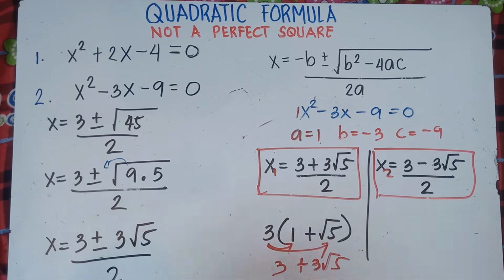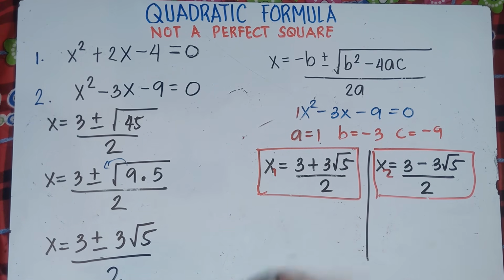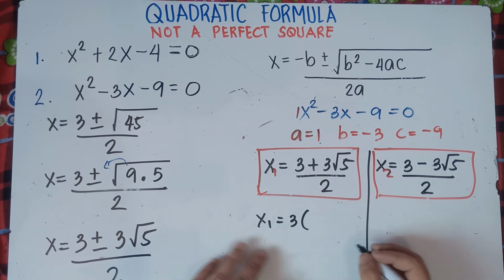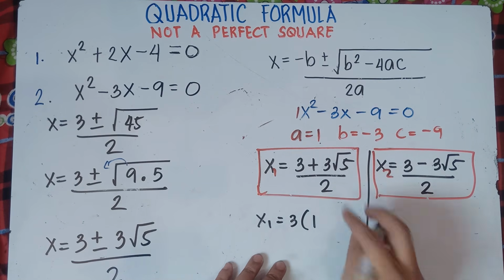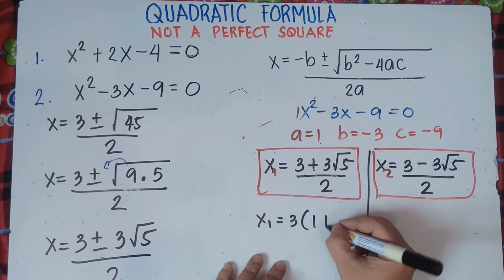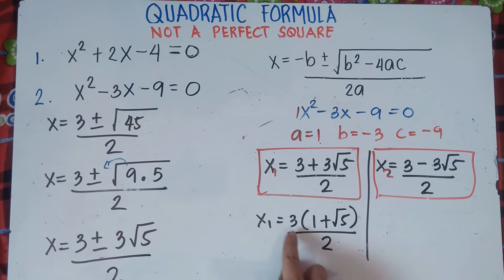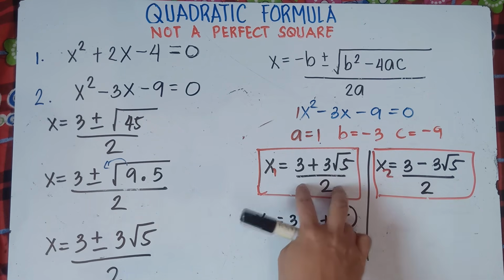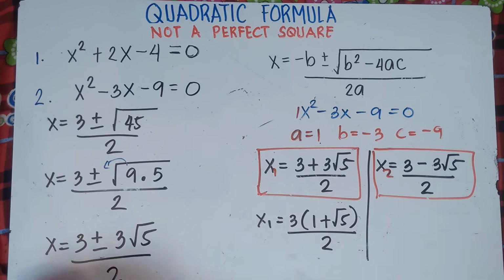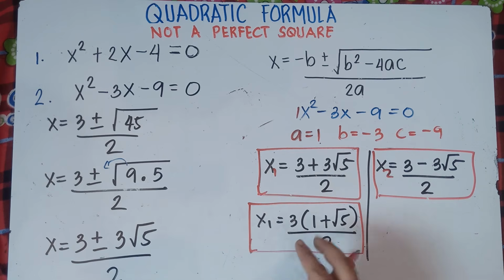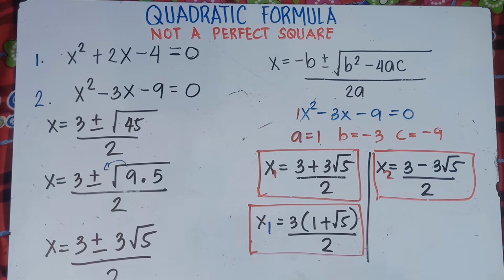Okay, so let's have the second answer. x sub 1 equals 3 quantity, 3 divided by 3 is 1, 3 square root of 5 divided by 3 is square root of 5, over 2. So once again, we cannot divide 3 by 2. That's why you can have this final answer, or you can have this one. This is just the same, class. So x sub 1, and then x sub 2.